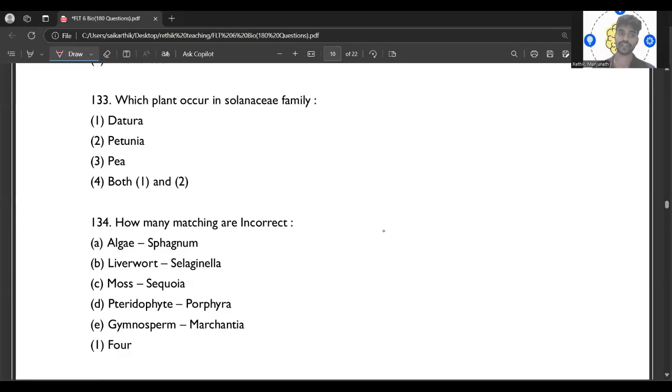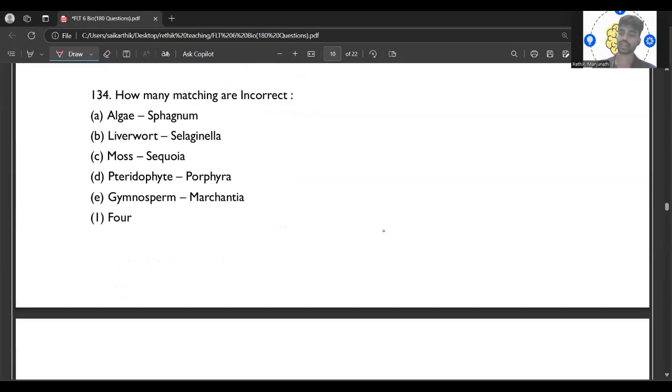So which plant occurs in the Solanaceae family? Out of this four options we need to know which one, again a direct question. Datura and Petunia. So these four actually come under the Solanaceae family. So therefore option fourth is correct. So next is 134, that is the third one. How many matchings are incorrect?